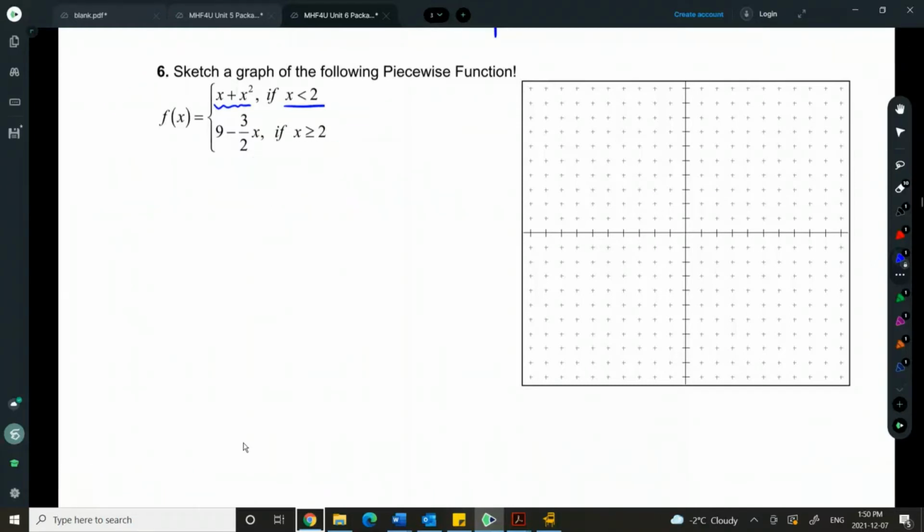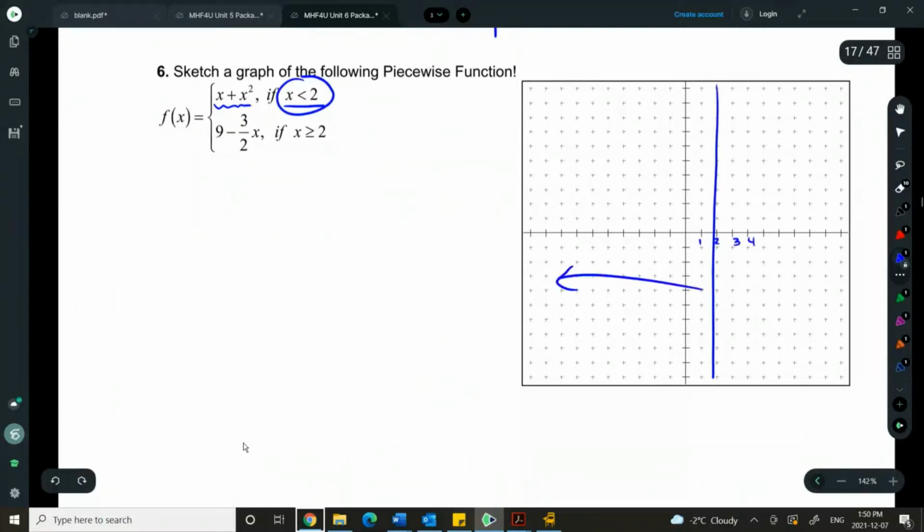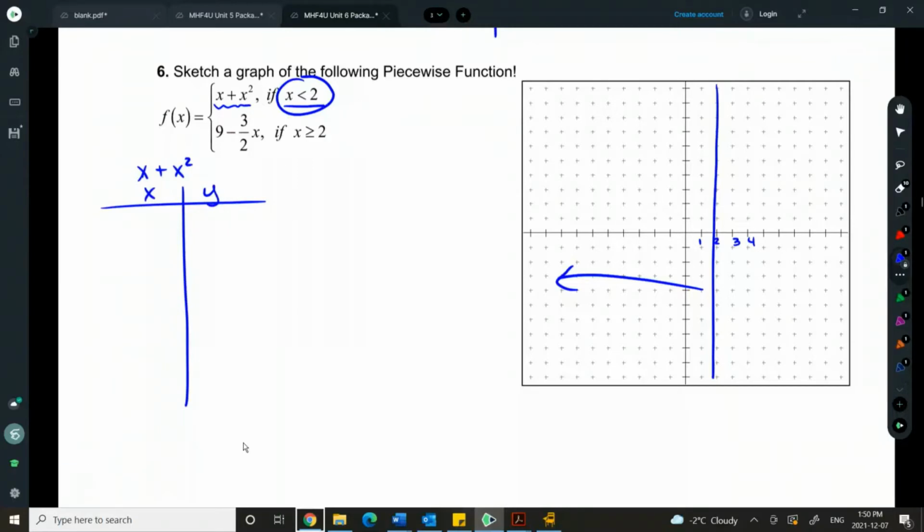So let's focus on the first one here. My function is equal to x plus x squared wherever x is less than 2. So if I were to say this is 1, 2, 3, 4, and so on, from here this way, I'm going to graph this function. So when I create my table of values for this function, x plus x squared, I'm going to choose a bunch of values that are less than 2. And I might actually calculate the one at 2 as well, because I kind of need to know where my graph goes up to, but I won't fill that point in.